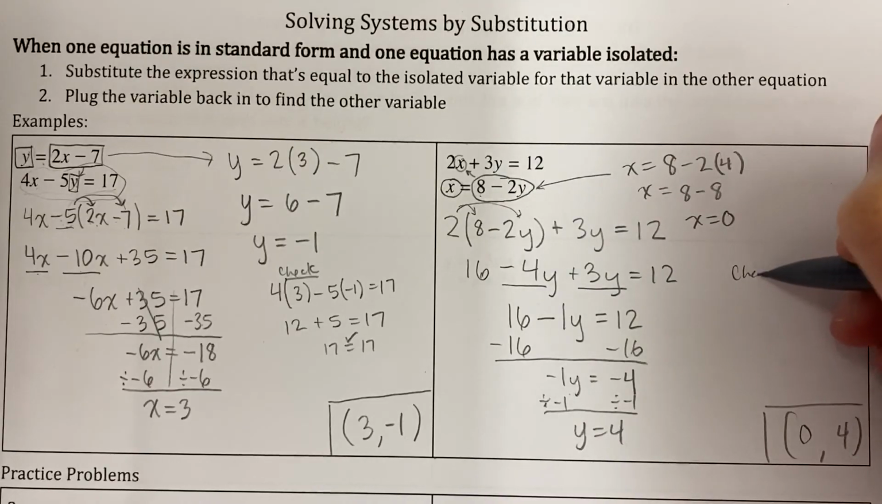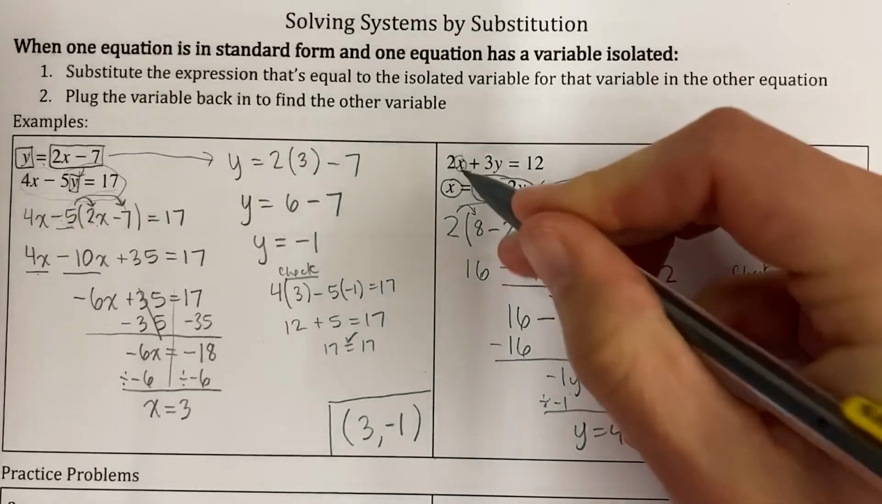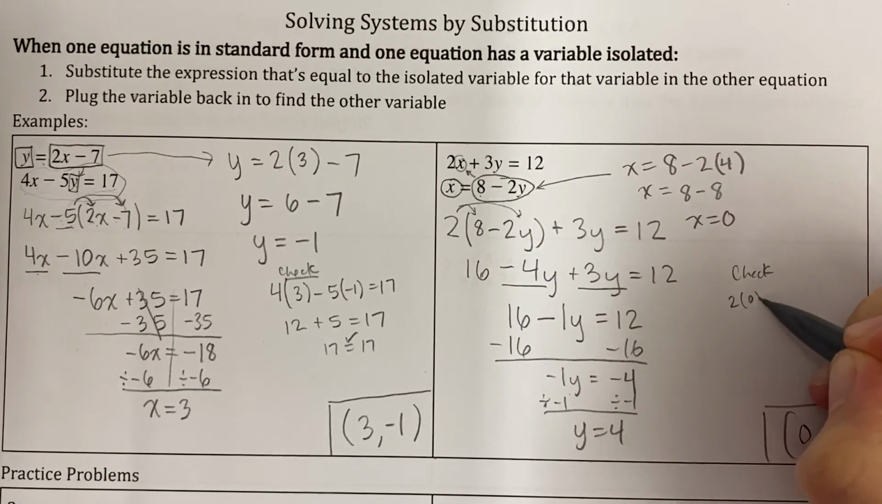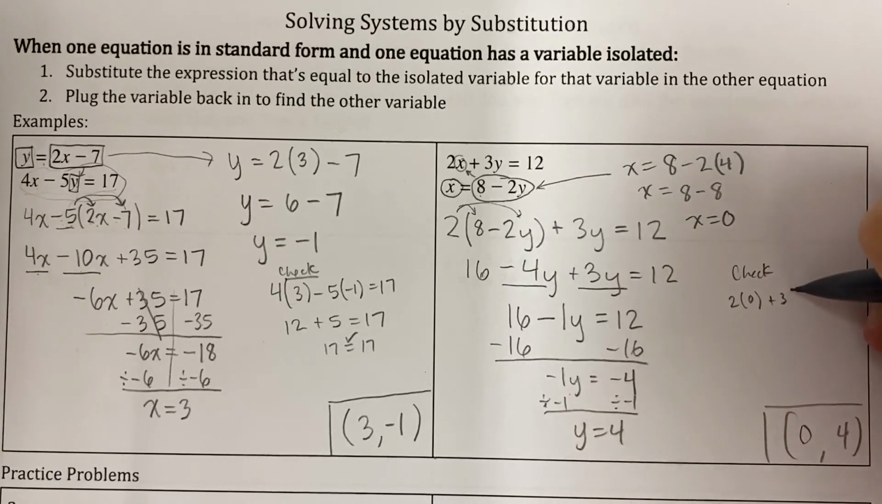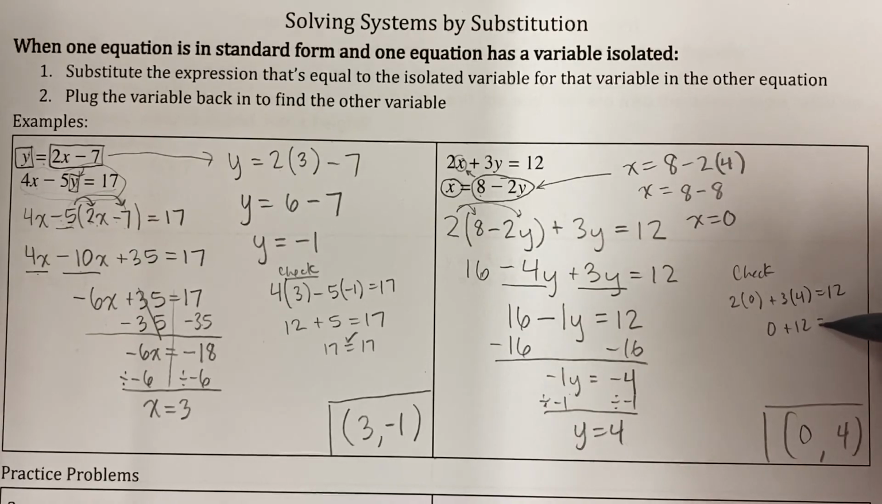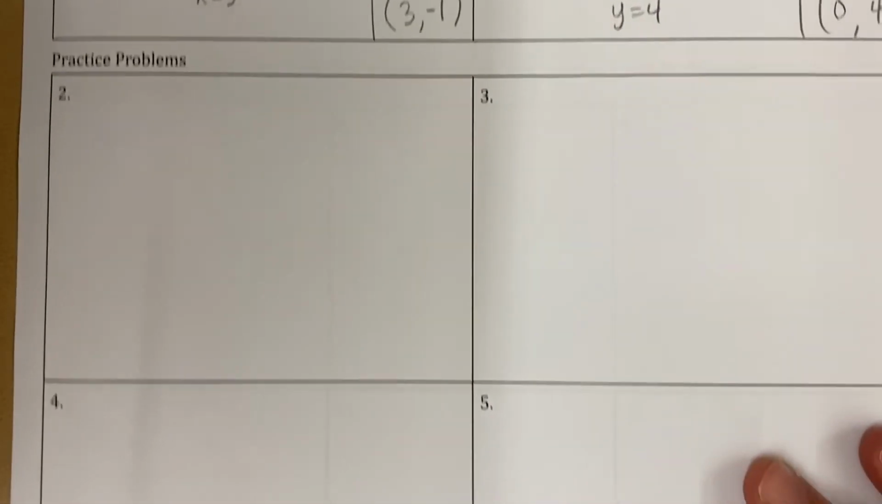And then let's just go ahead and check that really quick. I'm plugging in this other equation, 0 for x and 4 for y. That becomes 0 plus 12 equals 12, which is true. 0 plus 12 does equal 12, and we're all set. Okay? You're going to use the workspace below for the next 4 problems.